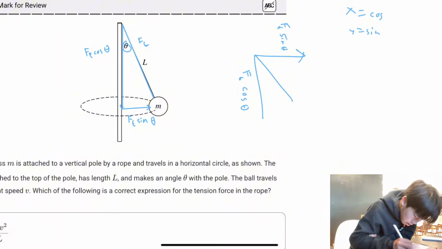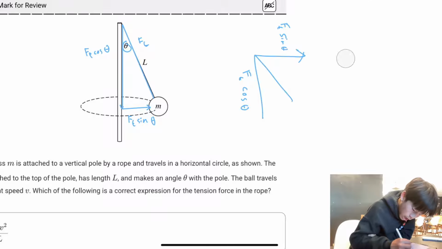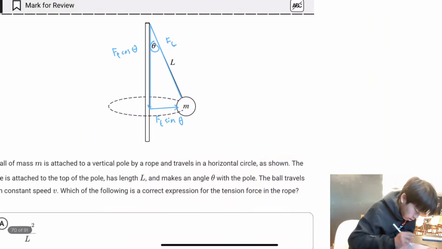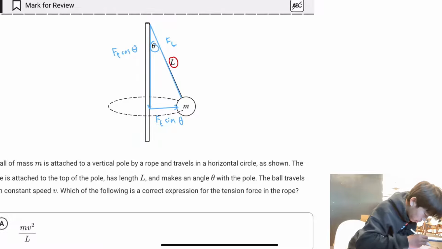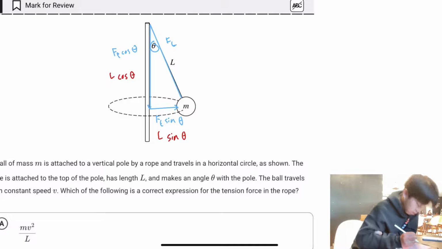This is wrong because it could be facing in an opposite direction like that, okay? Are we clear? Anyways, these people are going to start coming in for lunch, so I need to hurry up. Anyway, what else are we given? We're also given L. And what can we do with L? We can realize that L is this right here, and this is L cosine theta, and this is L sine theta, okay?